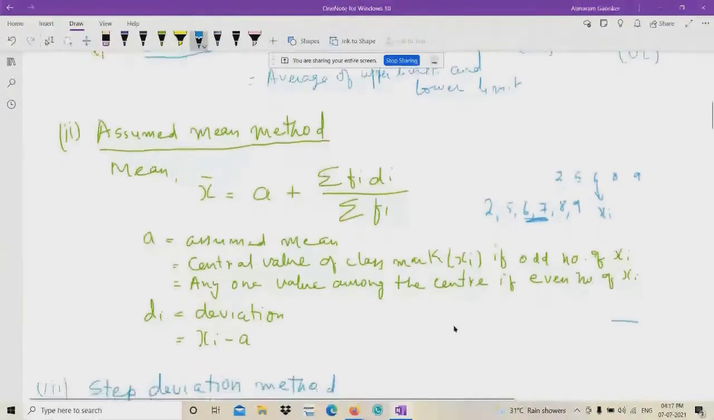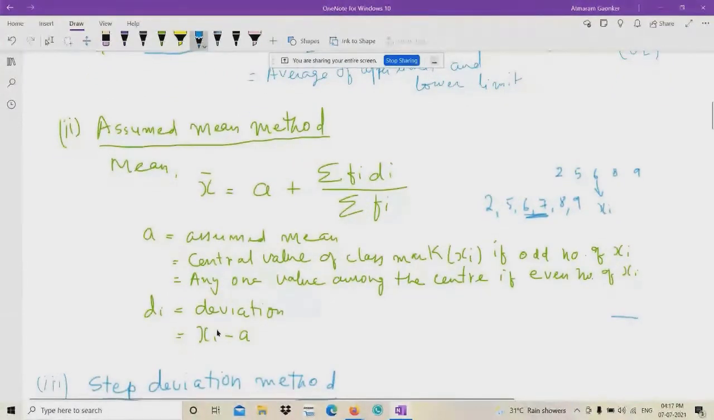Then what is deviation di? It is the observation xi minus the assumed mean. That is called deviation, how it deviates from the mean. So you already know this formula: di is equal to xi minus a.